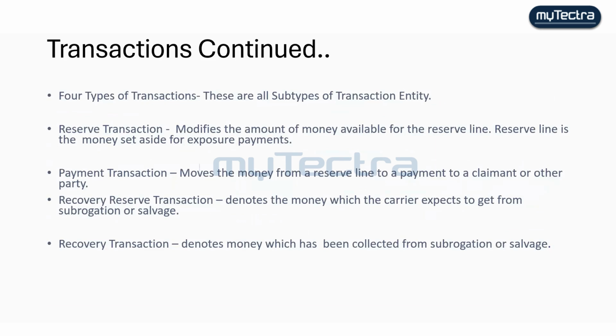There are four types of transactions: payment, reserve, recovery, and recovery reserve. Recovery is incoming money, that you know. Sometimes they will ask, what is recovery? Immediately you can say it is the money we are expecting to be collected through either subrogation, salvage, or some other means. Subrogation and salvage are classic examples.